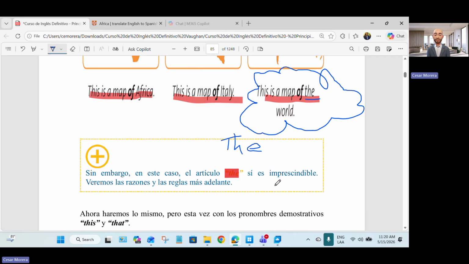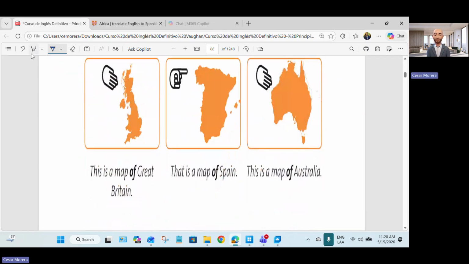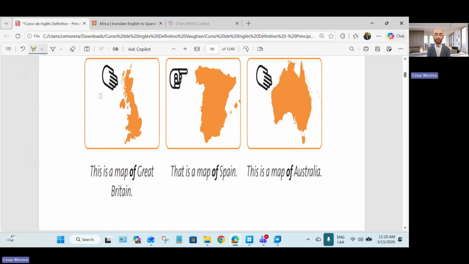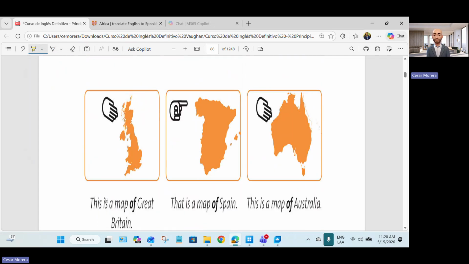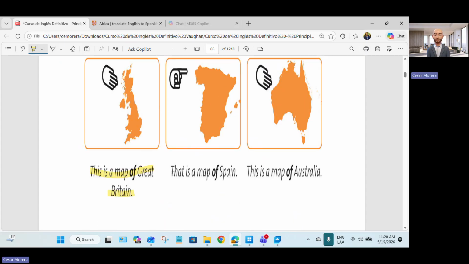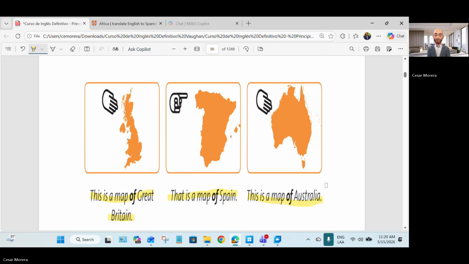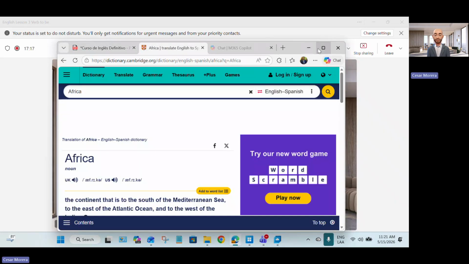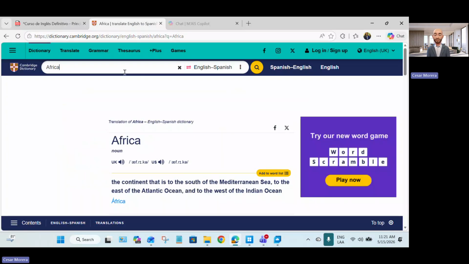Okay, let's continue with the lesson. Let me change to another color. Let's go with yellow here. This is a map of Great Britain. This is a map of Spain. This is a map of Australia. So let me just go with Australia here. Give me just a second.